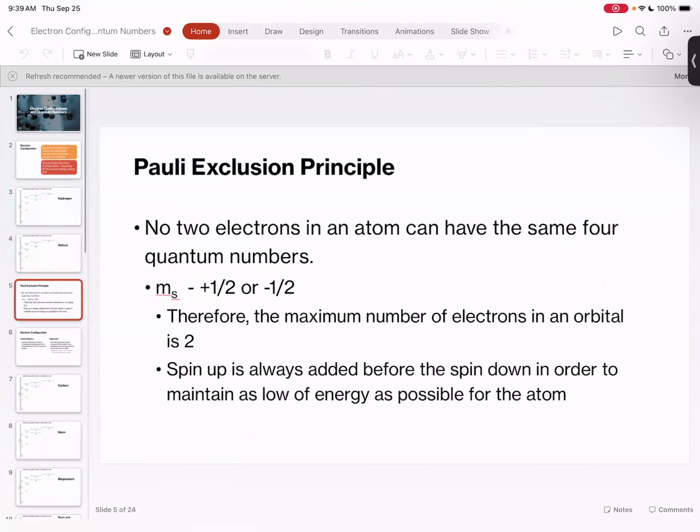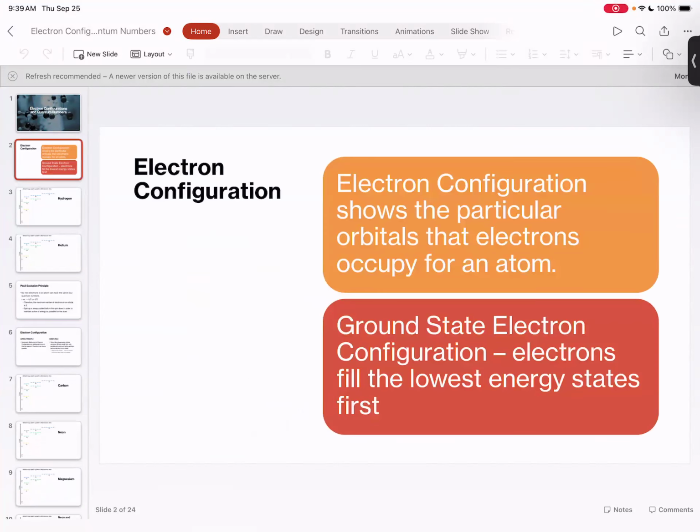Okay, when last we met, we had started talking about electron configurations. Electron configurations show the particular orbitals that electrons occupy for an atom. In other words, it shows the address for every single electron in an atom of an element. When we talk about ground state electron configurations, it means that the electrons fill the lowest energy states first.